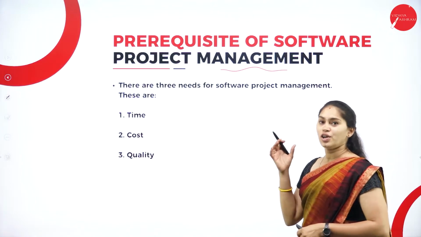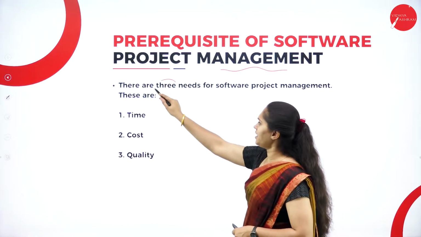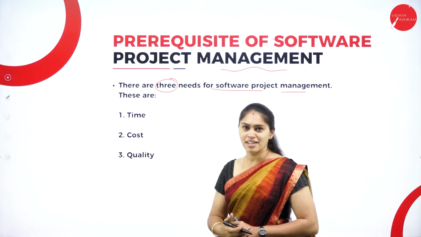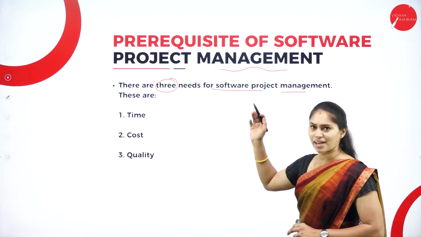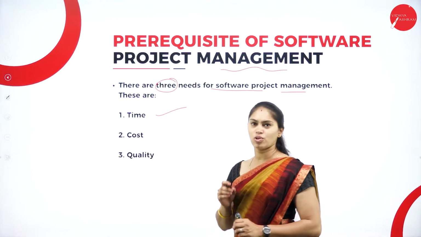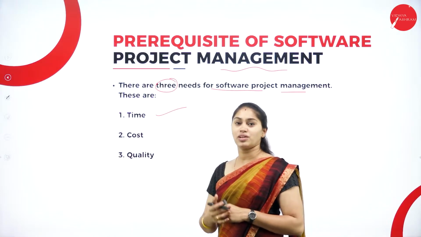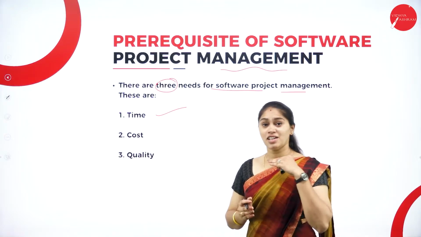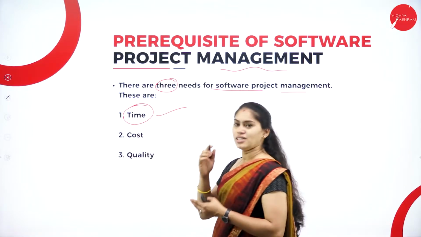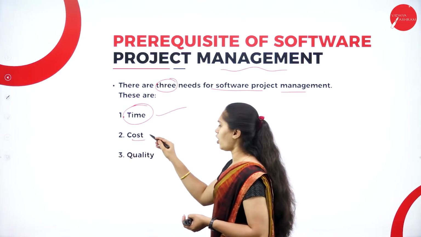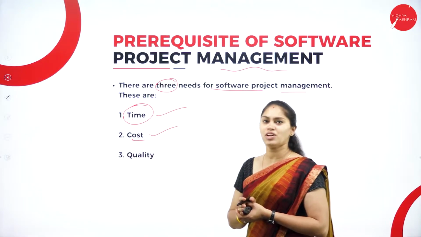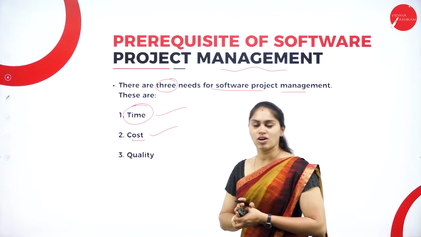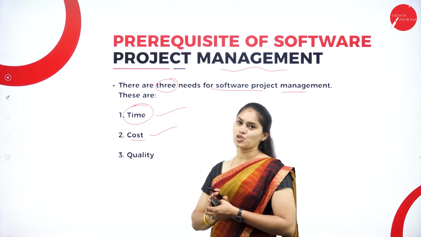So what is the need for project management? There are 3 needs for software project management. In order to accomplish certain criteria, we use software project management mainly for time. Whatever requirements are given by the customer need to be implemented as a software project and completed within a given time. Then cost, it should be reasonable. For example, if I have only 2 features in a single model, then they can't charge 1 lakh, 2 lakh for that. So the money we spend on that project should be reasonable.